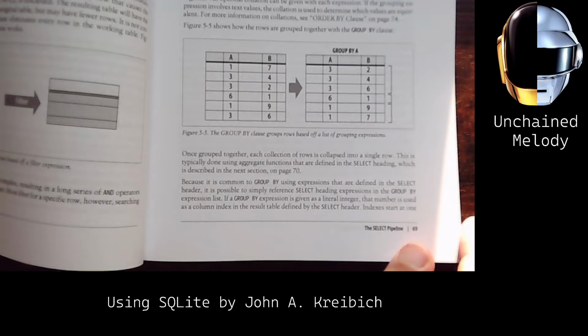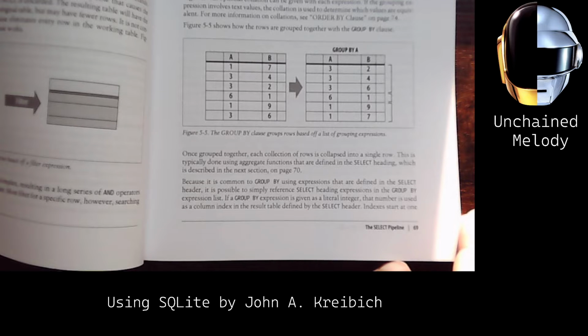This is typically done using aggregate functions that are defined in the select heading, which is described in the next section on page 70. Because it is common to group by using expressions that are defined in the select header, it is possible to simply reference select heading expressions in the group by expression list. If a group by expression is given as a literal integer, that number is used as a column index in the result table defined by the select header.